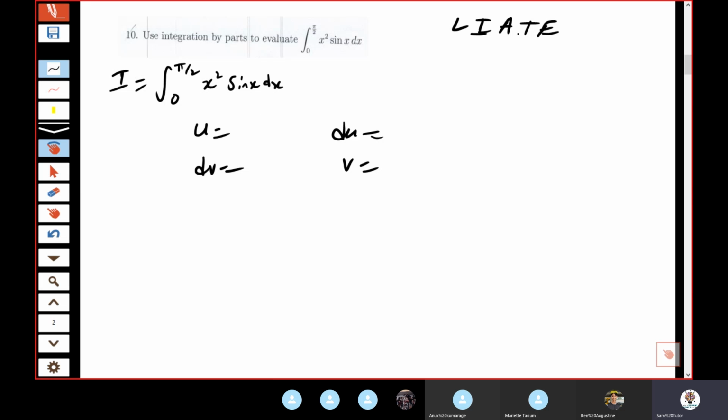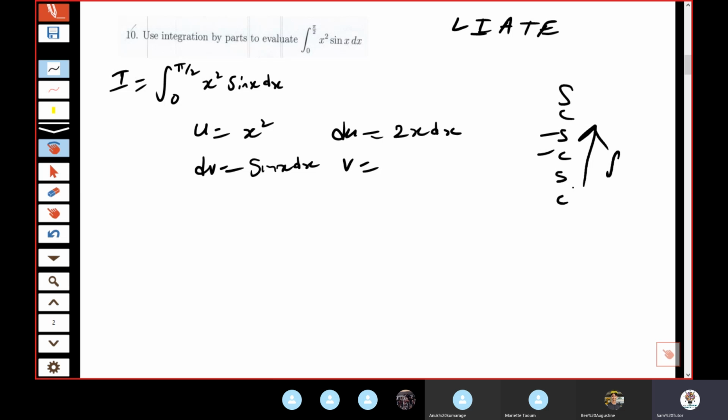Okay, we're going to go for algebra then trig. So this time we're going to go with x squared here, and that becomes 2x dx. dv becomes sine x dx, and then, just so we don't get it wrong, the integral of sine is negative cos. Equals. These two multiplied, so that becomes what?